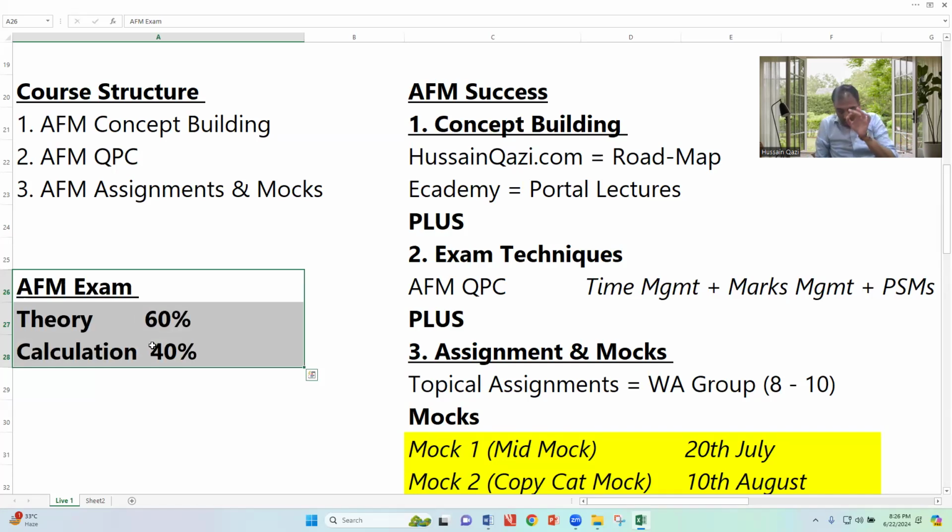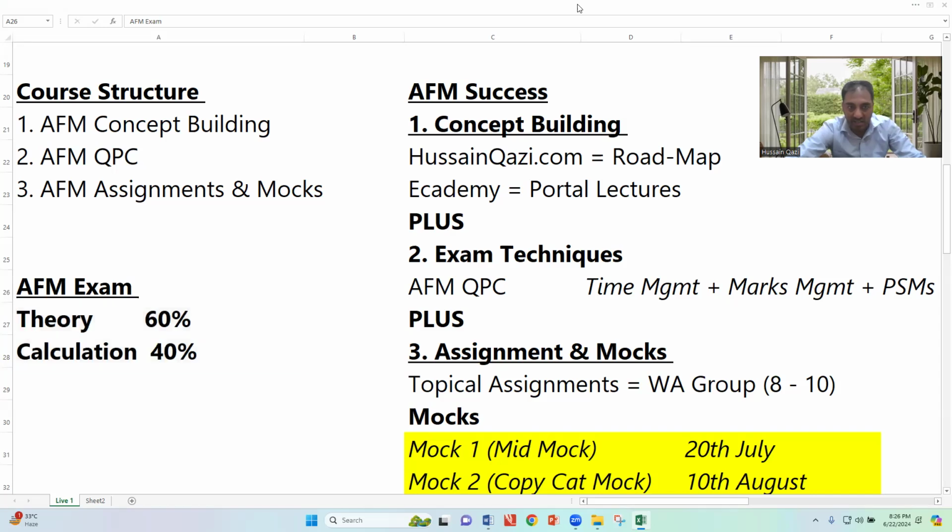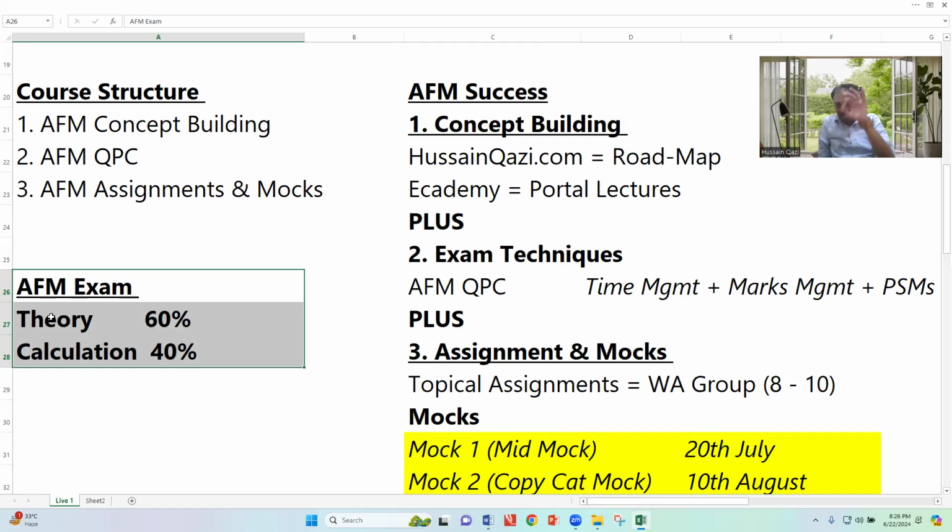So from today, you have to bear in mind that whatever time you invest, 60% of the time must be invested for theory and 40% for calculation. Once again, I'm asking, how much theory will you face in the exam? Can you please reply to me?